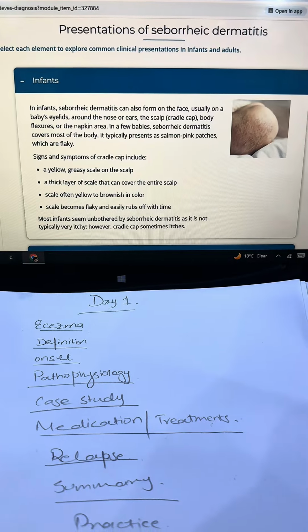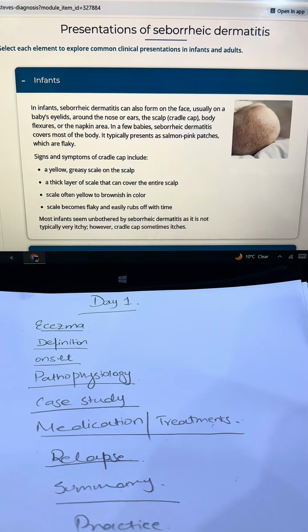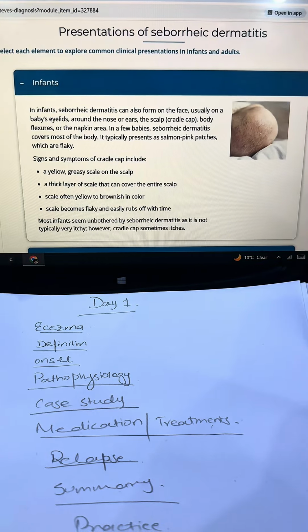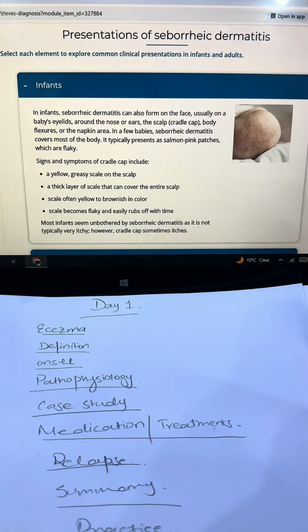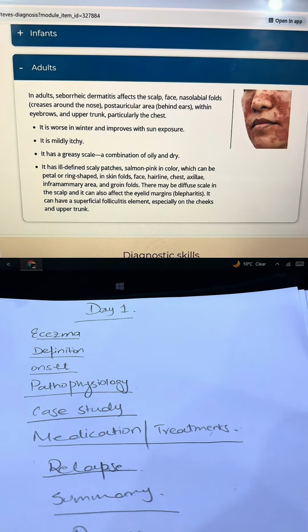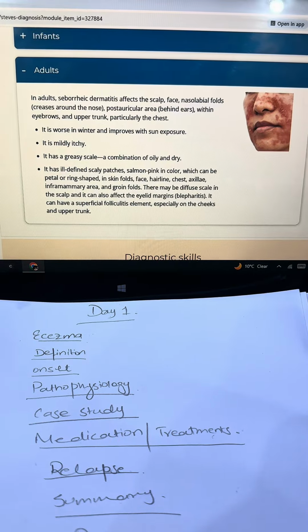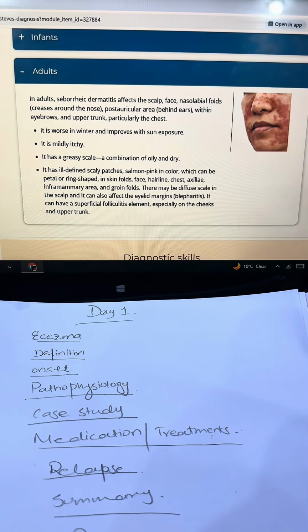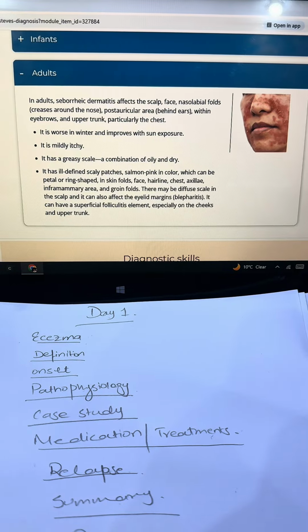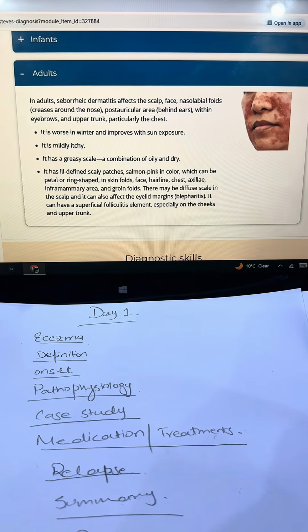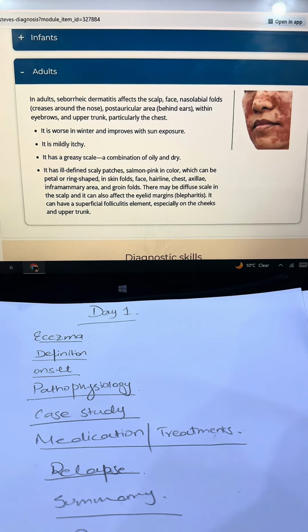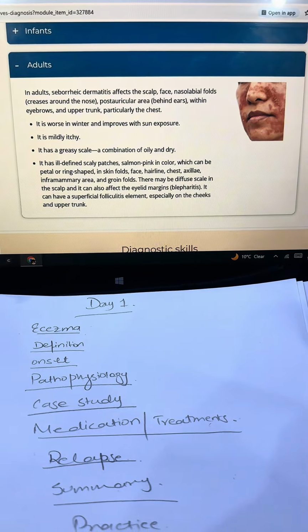Presentation of seborrheic dermatitis in an infant: yellow greasy scale on the scalp, a thick layer of scale, often yellow to brown in color. The scale becomes flaky and rubs off more easily with time. In the body, it may present with salmon pink, petal or ring-shaped lesions in skin folds, face, hairline, chest, axilla, groin folds. There may be diffuse scales on the scalp. It may be worse in winter and improves with sun exposure. It is a greasy scale, a combination of oily and dry skin.